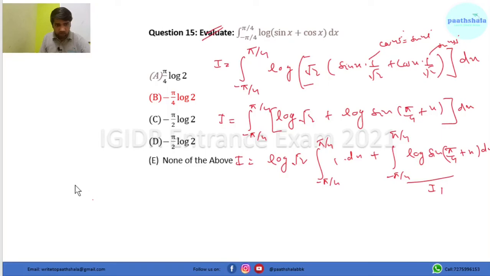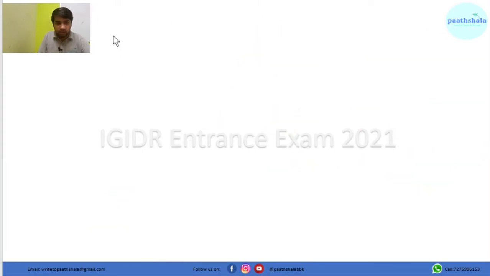So here I'm going to take pi by 4 plus x equals t. So dx equals dt, and the limits will change like this: when x equals minus pi by 4, t will come out to be 0. And when x equals pi by 4, t will come out to be pi by 2. So I1 will become the integral from 0 to pi by 2 of log sin t dt.